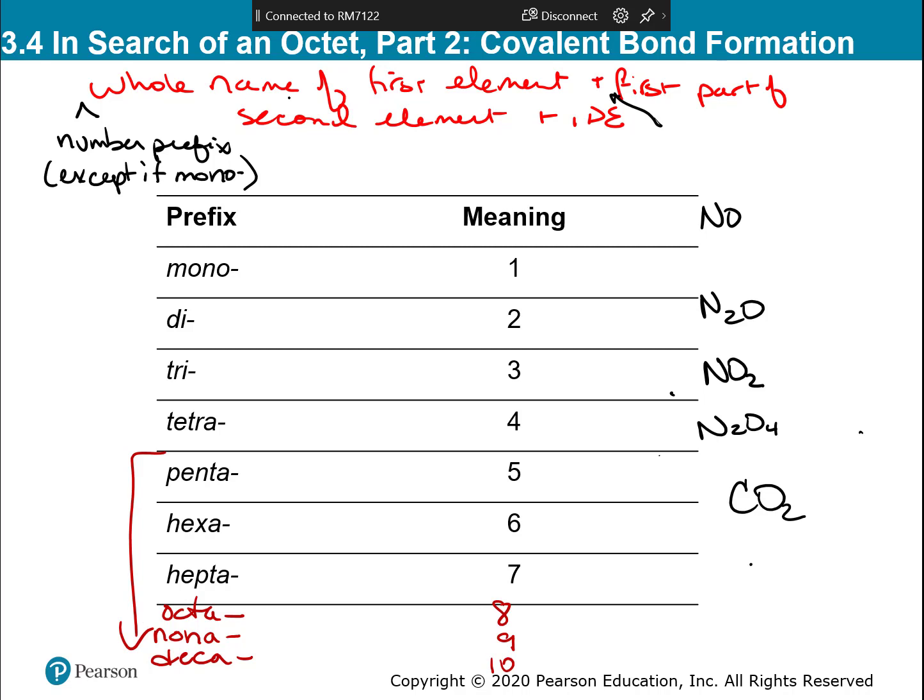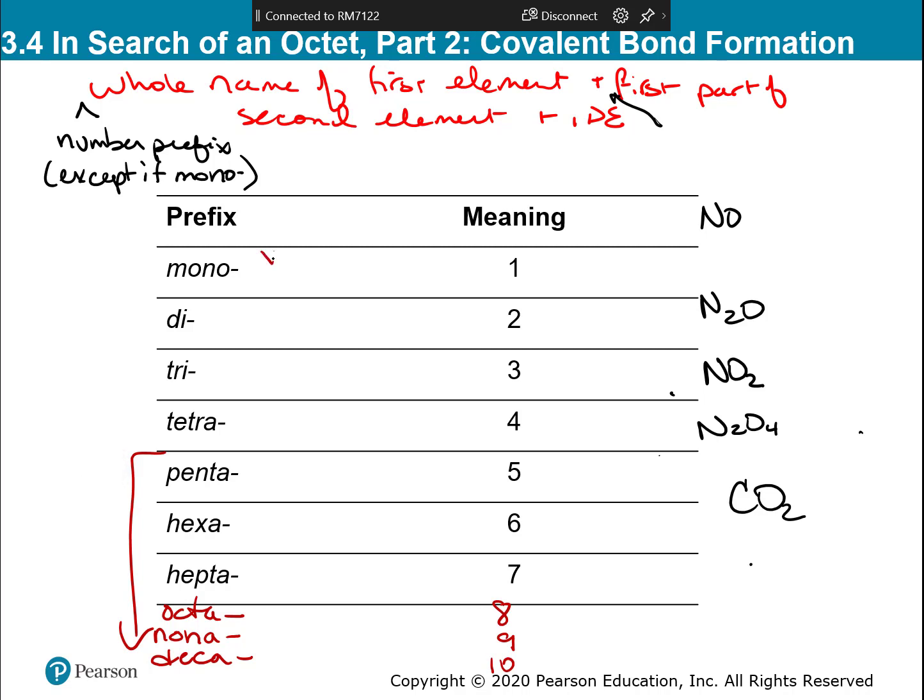So now, whole name of the first element, first part of the second element plus IDE. So do you see the part I wrote in red at the top? Do you see how that sounds just like ionic? Sodium chloride. Whole name of the first element, first part of the second element plus IDE. So that part's exactly the same. But I've got to use a number prefix to indicate the number of the first element and a number prefix to indicate the number of the second element.